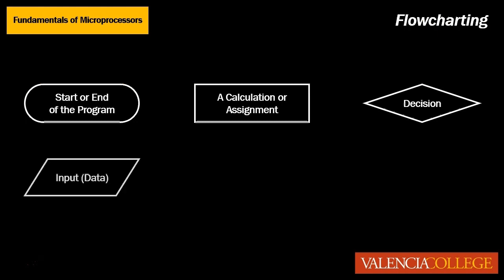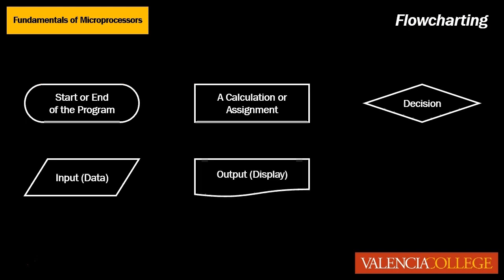Input is a rhomboid or a rectangle with slanted sides. This could be a keyboard or some other type of sensor. Output is a rectangle with the bottom torn, kind of like a piece of paper torn from a printer. This could be a screen, printer, or other output device.